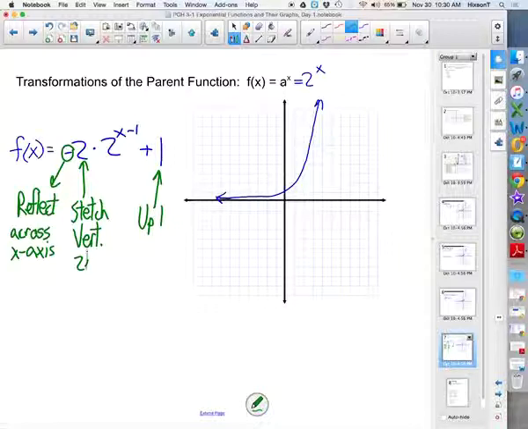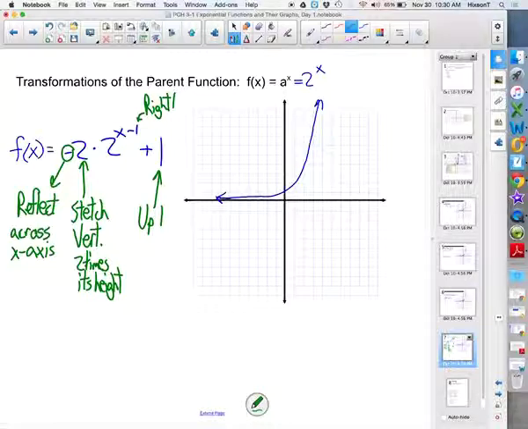To 2 times its height, its normal height. Okay? And someone get the last one? Moves to the right 1 unit. Very good. Very good. The x minus 1 here means we're going to move this whole thing to the right 1.